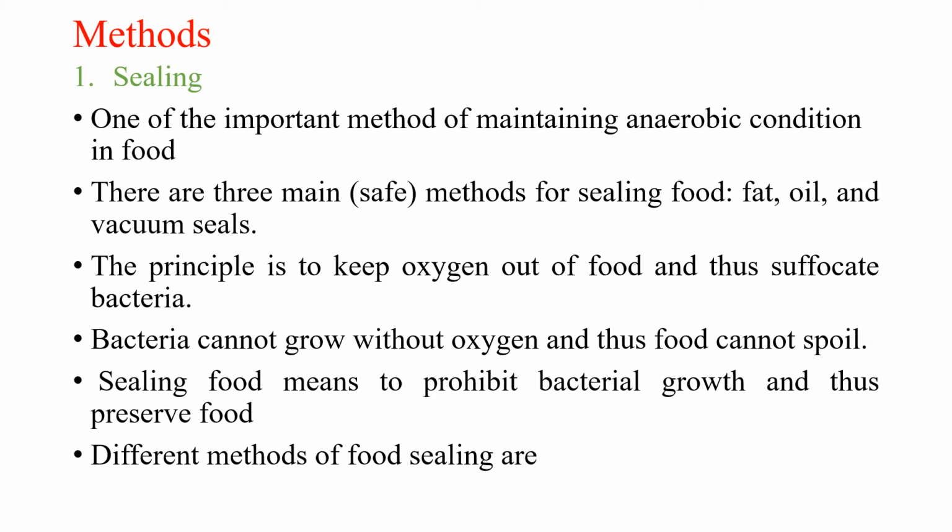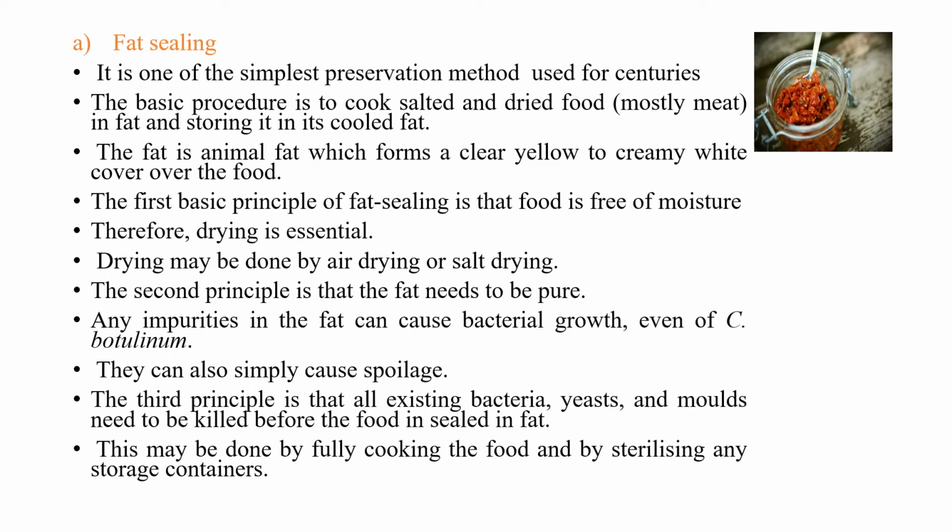The principle of this method is to keep the oxygen out of food and thereby suffocate the bacteria. The bacteria cannot grow without oxygen and thus they will not be able to survive, and thereby we can prevent the spoilage of the food by this type of microorganisms. Sealing of food means to prohibit the bacterial growth and thereby preserve the food items. Then coming to the different types of sealing techniques.